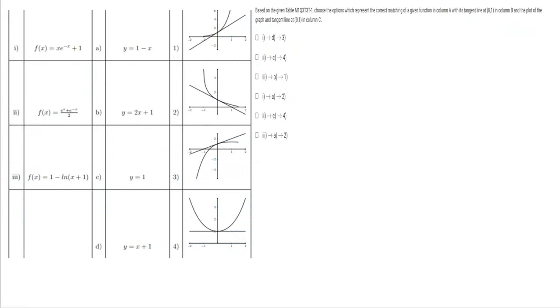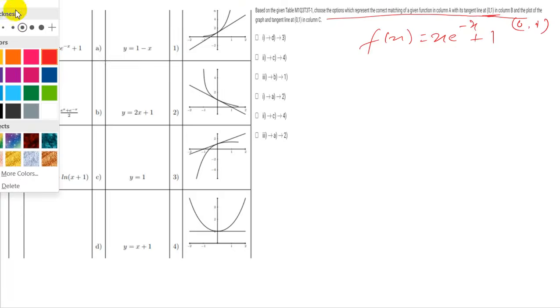Yeah, this question. So in this question we just have to see, by looking at one option or two options and checking whether the options are correct or not, because there is nothing to be confused here. So we are having f(x) as x e to the power minus x plus 1. We have to choose the option which represents the correct matching of the given function in column A with its tangent at 0, 1.